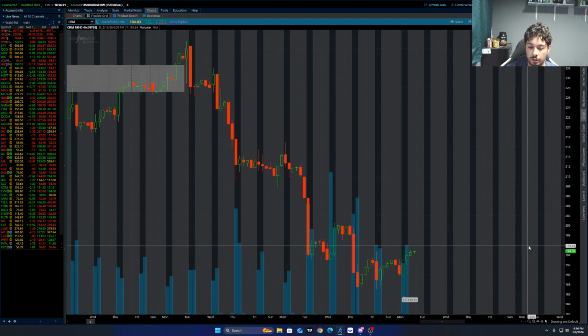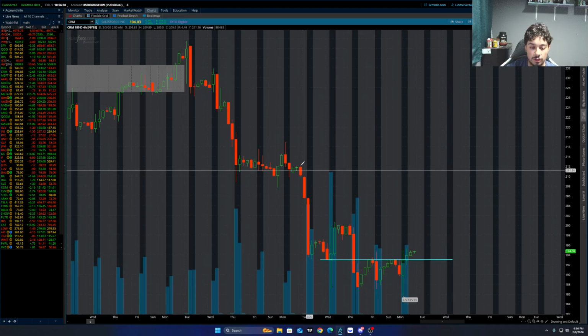We're in a downtrend. What I do see is a nice base here. So let's take a look at this. We get a nice base here. As we can see, this was trending downwards. This used to be resistance. Now it turned into support.